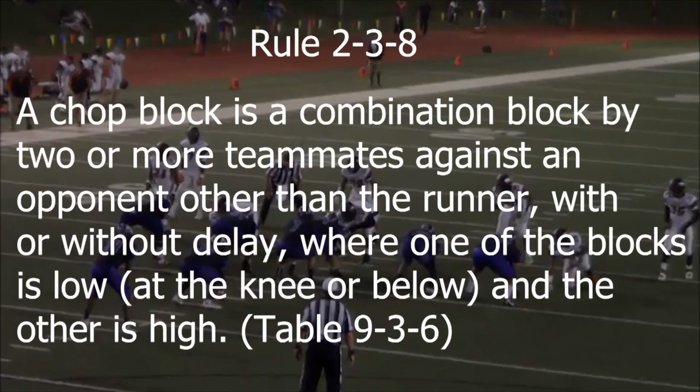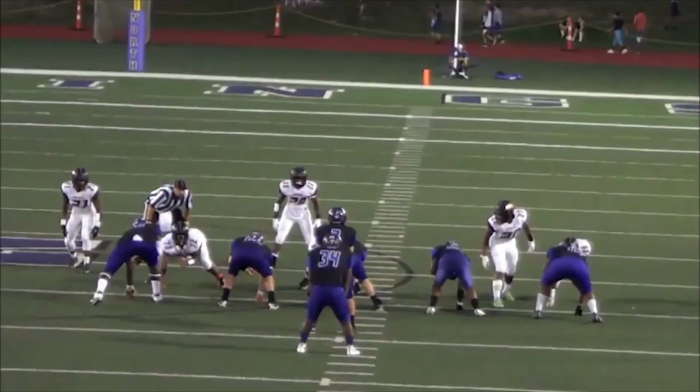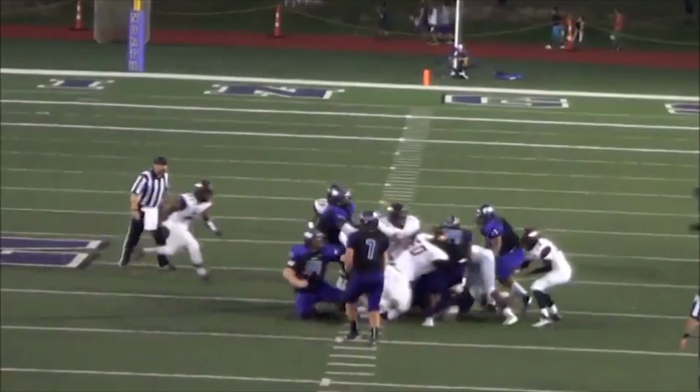A chop block is a combination block by two or more teammates against an opponent other than the runner, with or without delay, where one of the blocks is low, defined as at or below the knees, and the other is high. We have 3 plays involving a combination block that we will review.